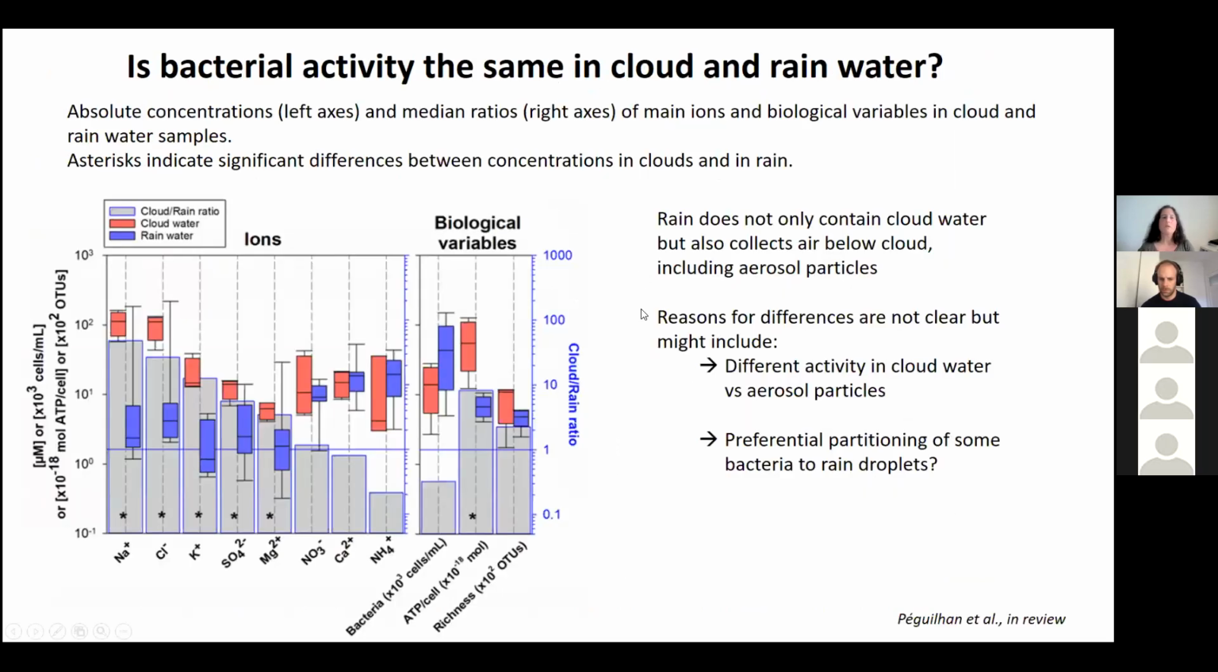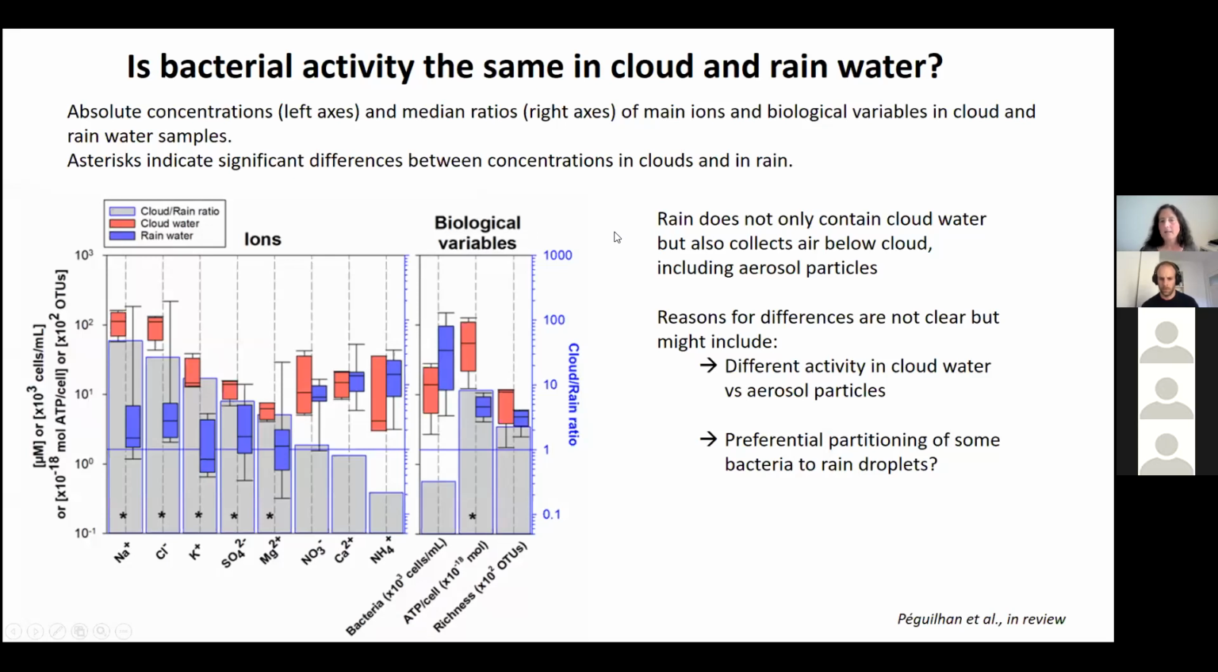And even more so, is the bacterial activity in these two different water samples the same? Well, it's not. So you can see it here. Again, we have cloud water and rainwater and the ratio between the two. It might differ quite a bit. So these are the biological variables in the right part of the plot.